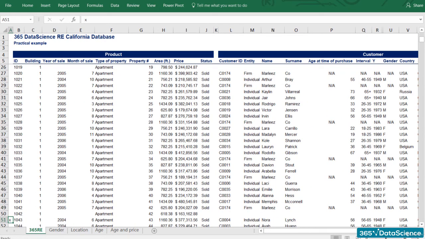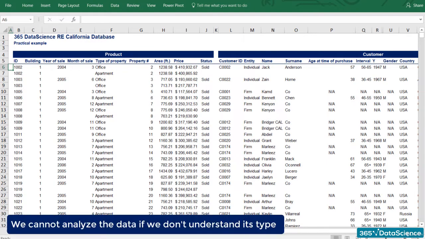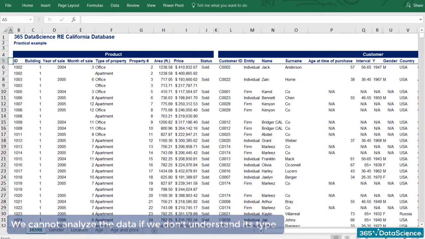Okay, now that that's out of the way, we need to dig a bit deeper into these variables. We will identify types of data and levels of measurement for some of them. This is a crucial step, as we cannot analyze the data if we don't understand its type. Let's start from the first column, ID.